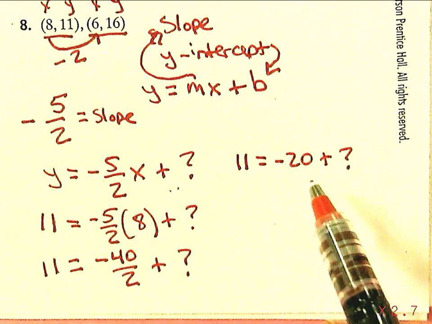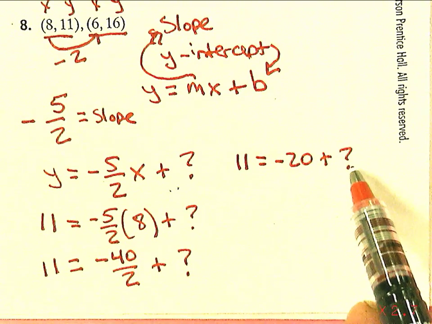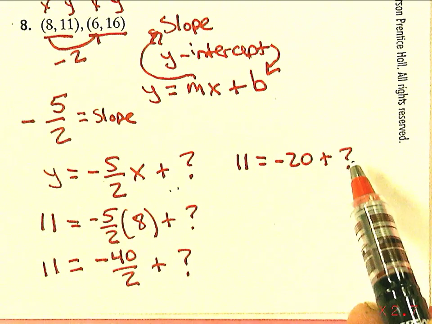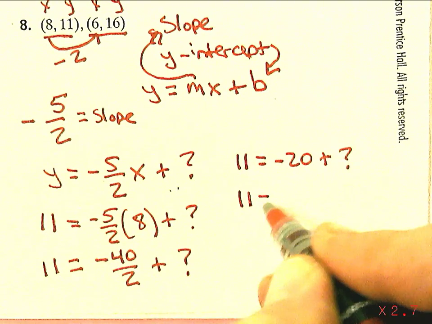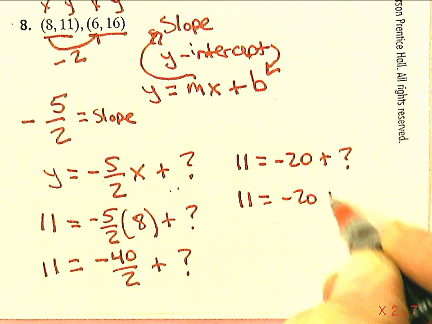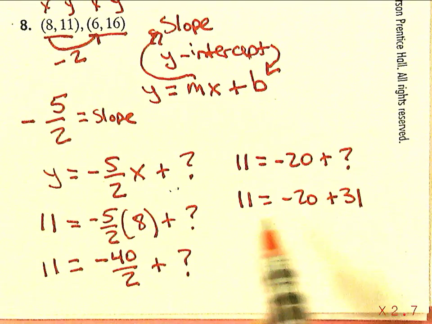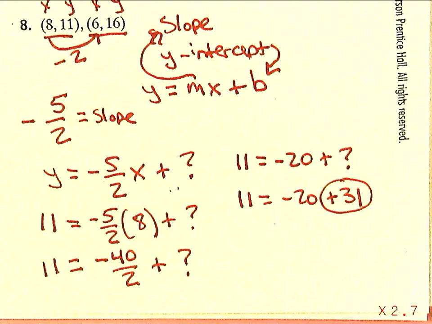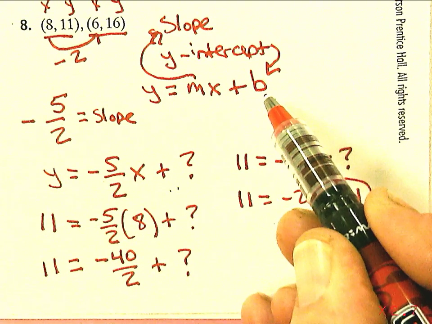So how can I get a positive 11 with a negative 20? Well, I have to add a whole bunch over here. In fact, what I have to add is 31. And if you think about it, 20 plus 11 is the 31, so that's kind of how I see it. So I know that 11 equals negative 20 plus 31, because if you take 20 away from 31, you're going to get your 11 back. That was my mystery number I was looking for, the question mark, the b, the y-intercept.